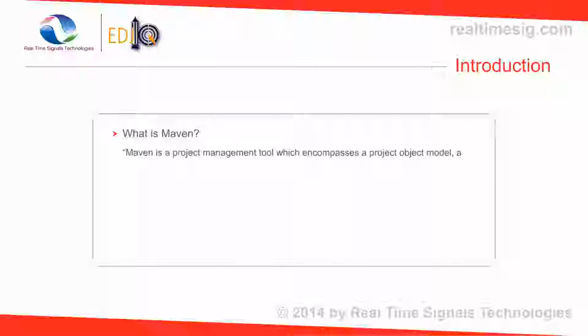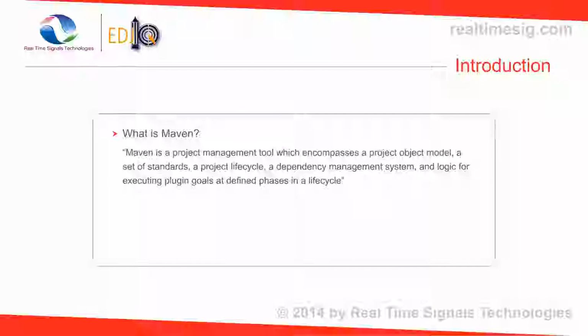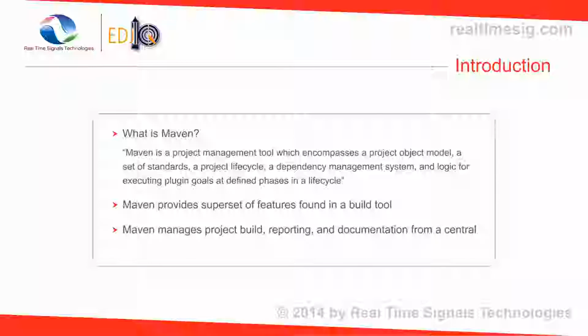What is Maven? Maven is a project management tool which encompasses a project object model, a set of standards, a project lifecycle, a dependency management system, and logic for executing plugin goals at defined phases in a lifecycle. Maven provides a superset of features found in a build tool. Maven manages project build, reporting, and documentation from a central piece of information.